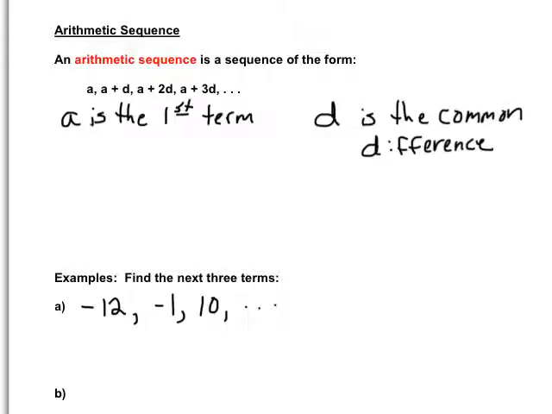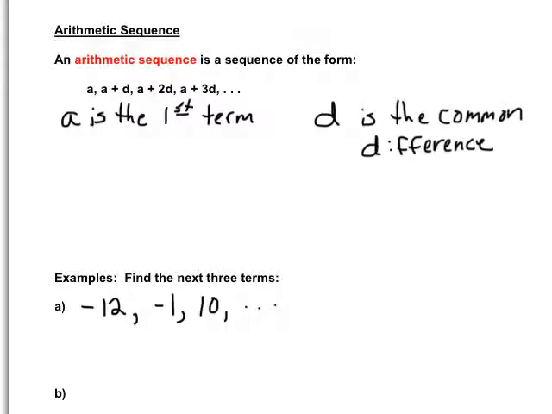Today we're going to talk about an arithmetic sequence and then an arithmetic series. An arithmetic sequence is pretty simple. It's a sequence that looks like this. I have my terms here: a, and a plus d, and a plus 2d, and a plus 3d. A is the first term, and d is what's called the common difference.